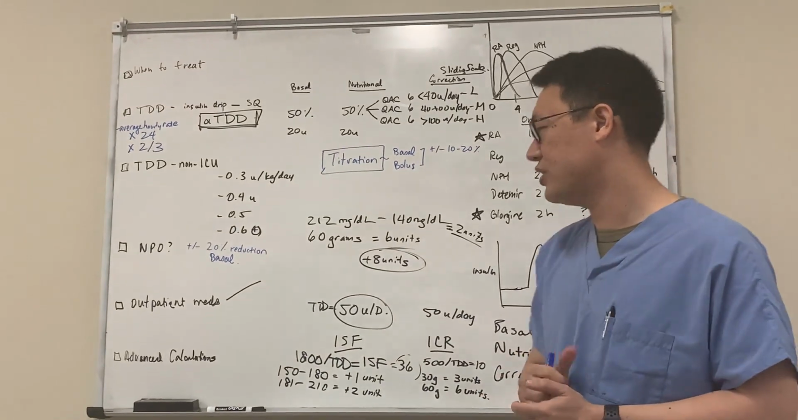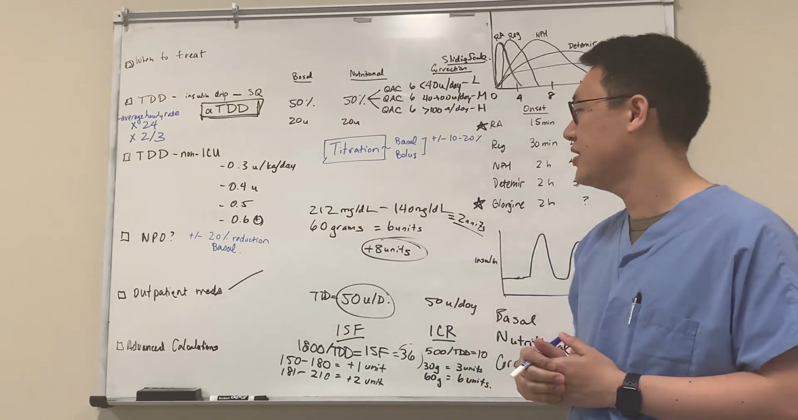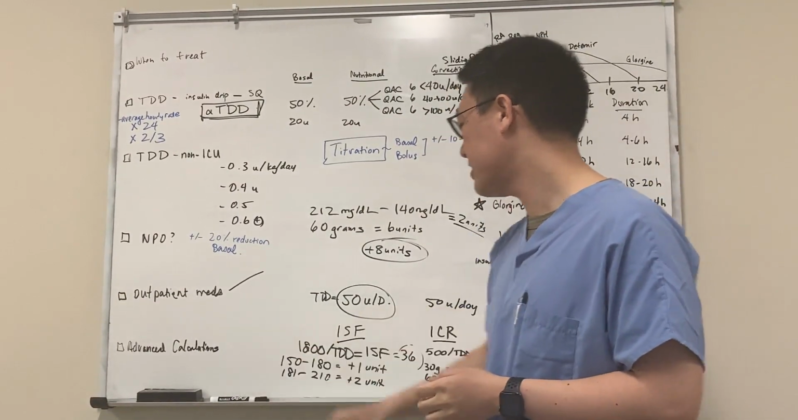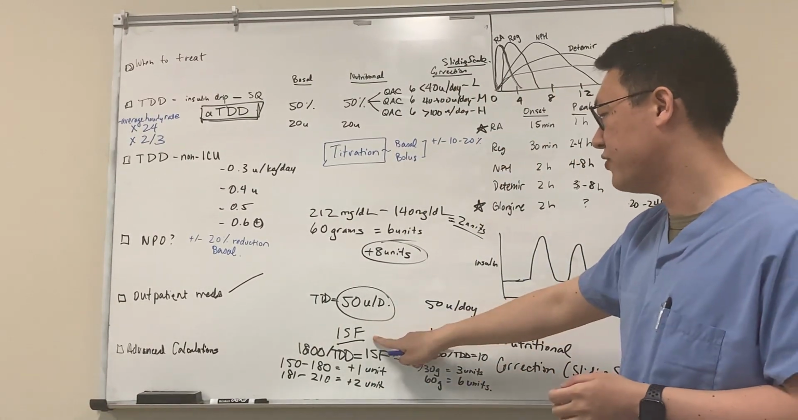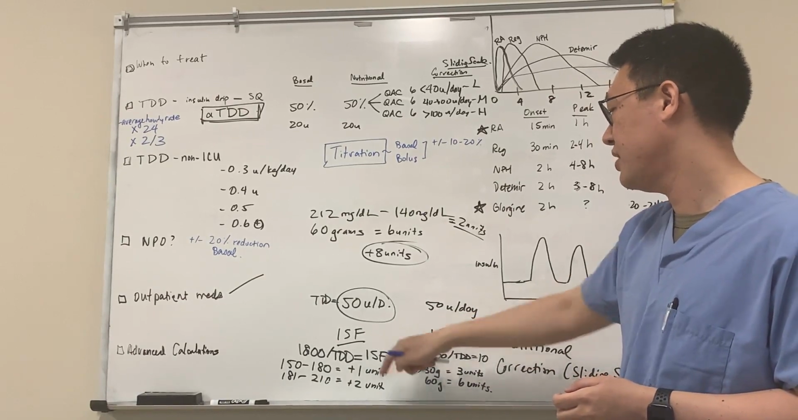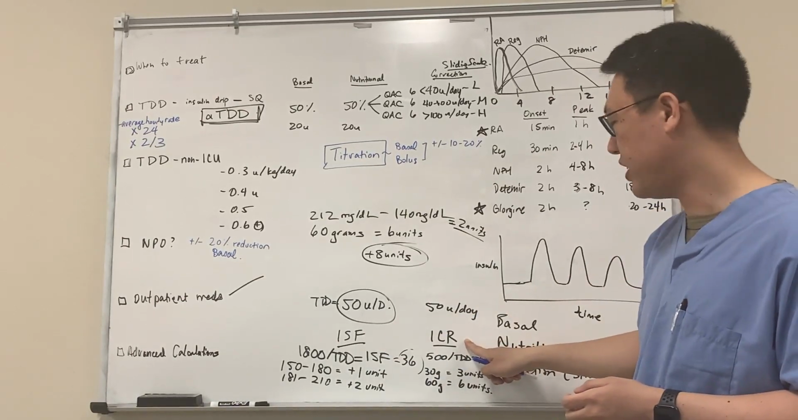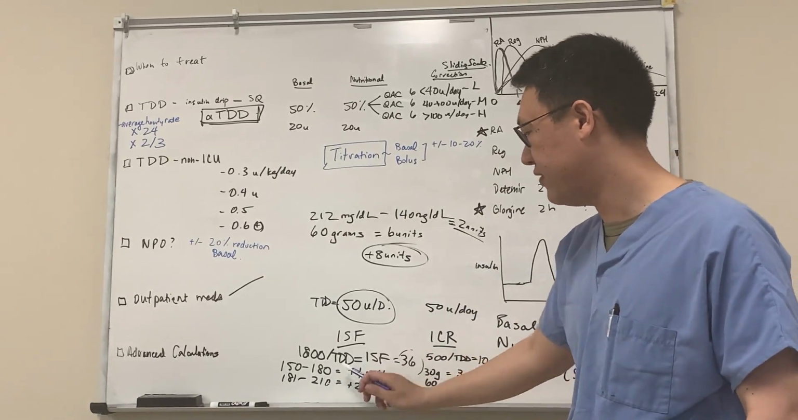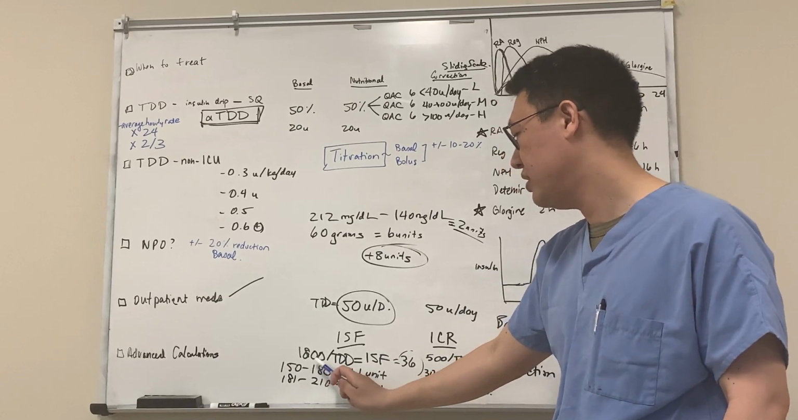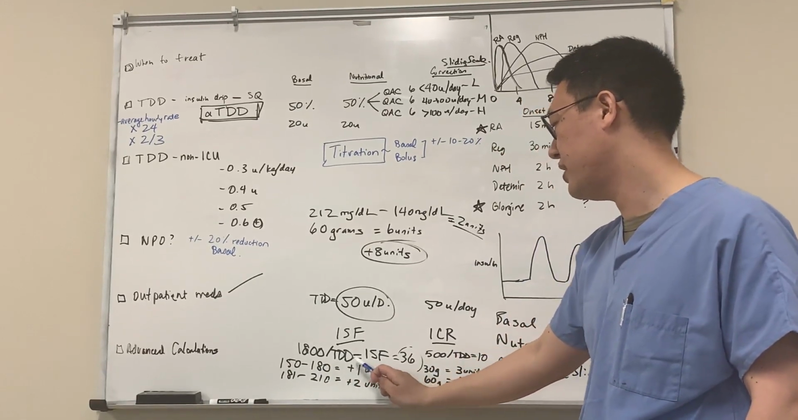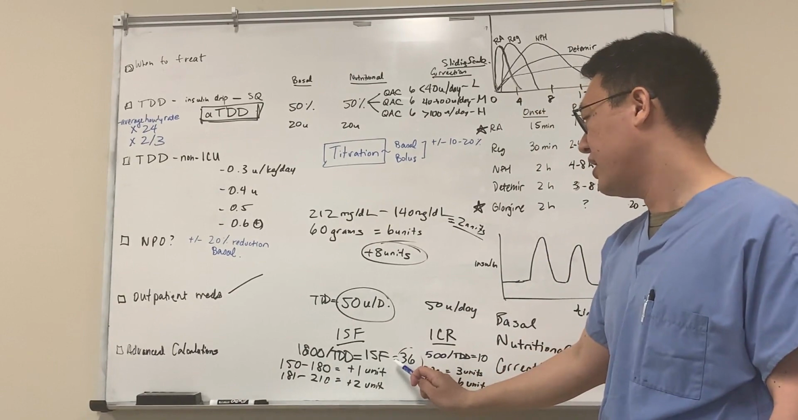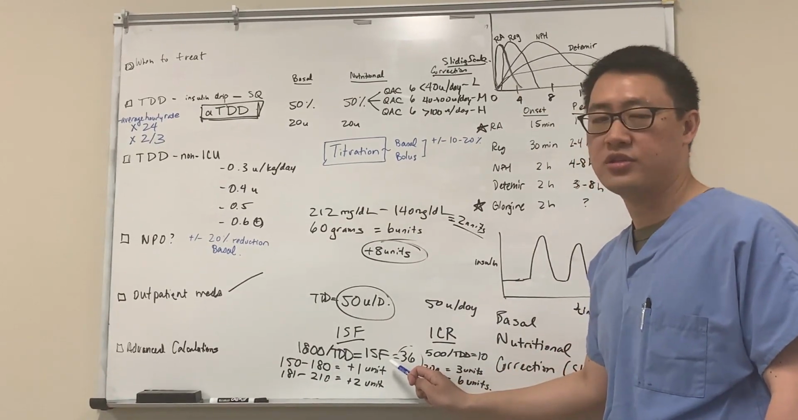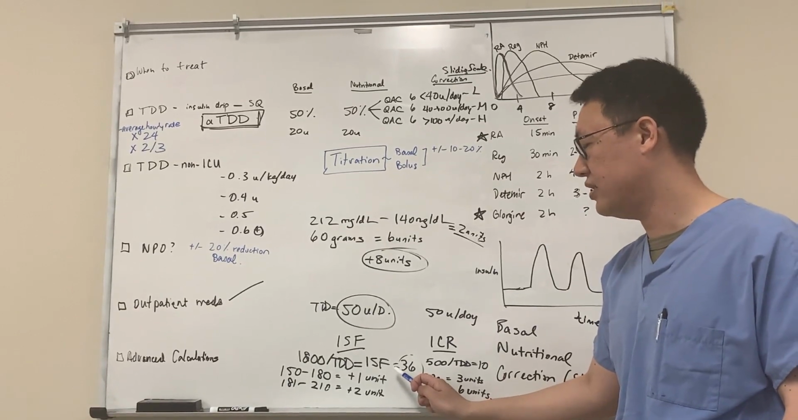Now, I also want to transition to what I call advanced calculations. There are two factors I want to introduce. One is called the ISF, or insulin sensitivity factor, and one is called the ICR, or the insulin carbohydrate ratio. To calculate the ISF, you take the number 1800 divided by their total daily dose, and you get the ISF. What that means is how many points of glucose 1 unit of a rapid acting insulin will lower.